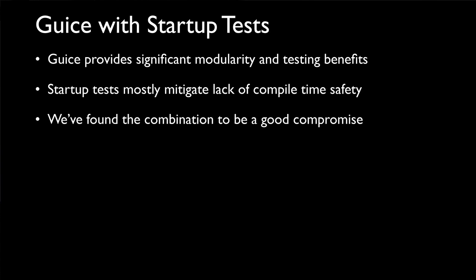At the end of the day, we've found great value in using startup tests with Juice and creating our services. And the way to think about it is Juice provides lots of modularity benefits and testing benefits, but it comes at the cost of full compile time safety. However, with a startup test, we can mitigate lots of those costs. You don't get the error immediately at compile time, but as soon as you're running your test suite, you immediately see that error. It tells you what's wrong. And by including both of these, we feel you get the best of both worlds.